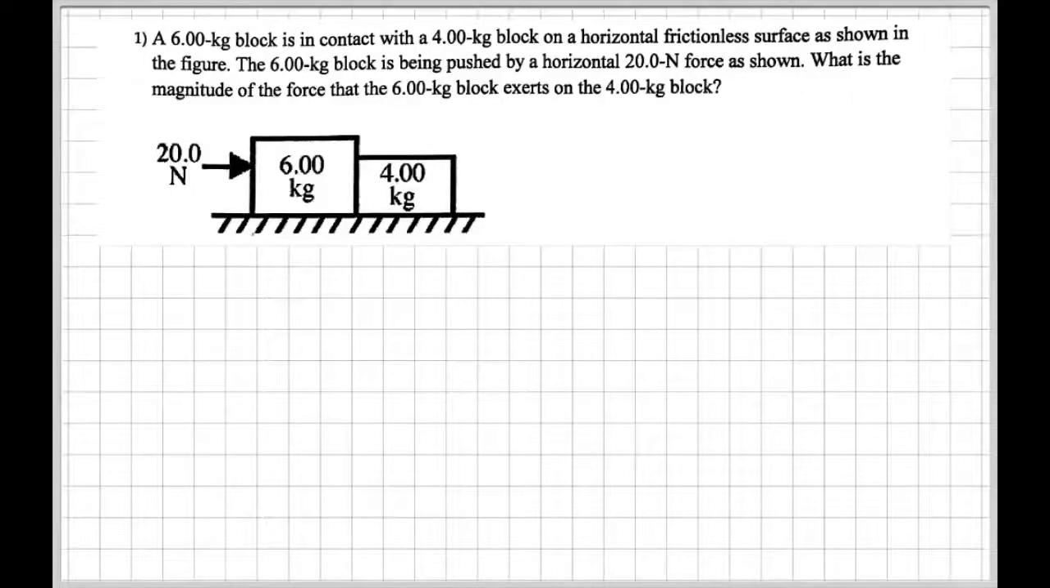Here's the first one. In this question, there is a 6 kilogram block which is in contact with a 4 kilogram block on a horizontal frictionless surface, and the 6 kilogram block is being pushed by a horizontal 20 Newton force, as you can see. What is the magnitude of the force that the 6 kilogram block exerts on the 4 kilogram block?